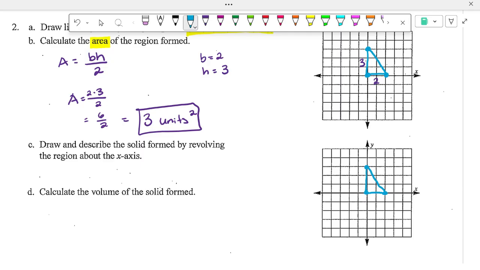Now, recall when we did the activity online. If we're given a triangle and we rotate around the x-axis, what shape will it form? A cone. So we're going to get a cone when we rotate it around. I'm going to do this as best as I can. It will look something like this. All right, so there's your cone.